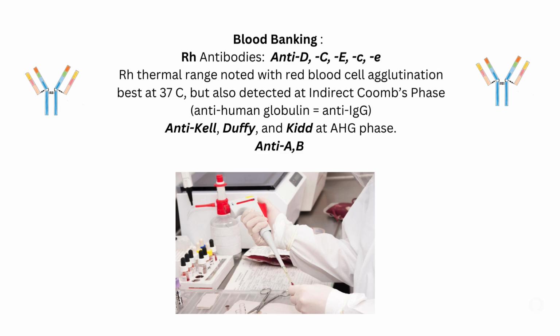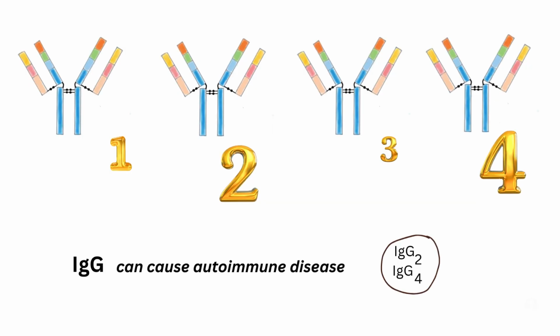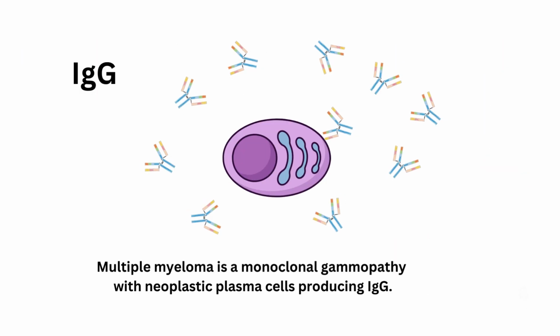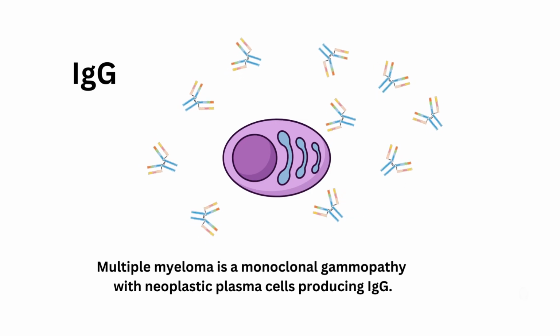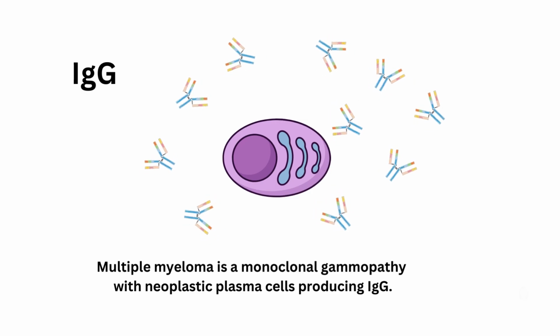In the blood bank, we see that Rh antibodies, five of them, have a thermal range observed with red blood cell agglutination best at 37 degrees, but also detected at the indirect Coombs phase with anti-human globulin or anti-IgG. Anti-Kell, Duffy, and Kidd antibodies also react at the AHG phase, as well as anti-A,B. Unfortunately, IgG can also cause autoimmune disease. Multiple myeloma is a monoclonal gammopathy with neoplastic plasma cells producing too much IgG.